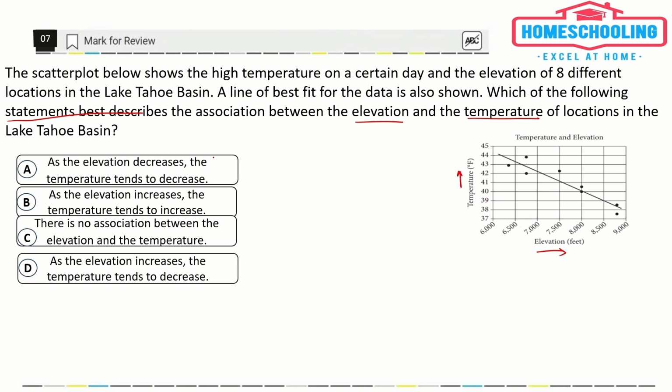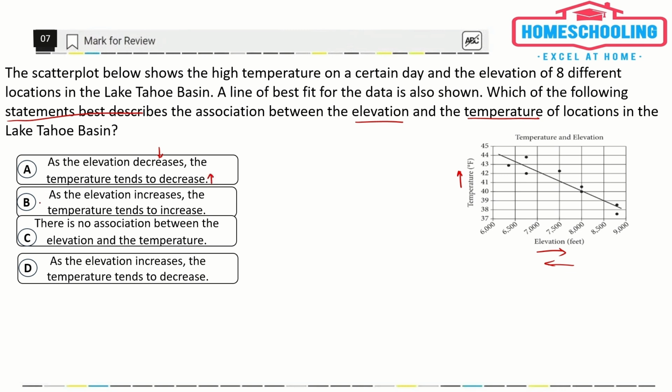So let's look at the first option. As elevation decreases, so high elevation is on that side. If we move from this side to this side, elevation decreases, and the option says temperature decreases. That is not the case, because near 9,000 feet the temperature was 37.5, and when we decreased elevation, the temperature was around 44. So when elevation decreases, temperature is increasing.